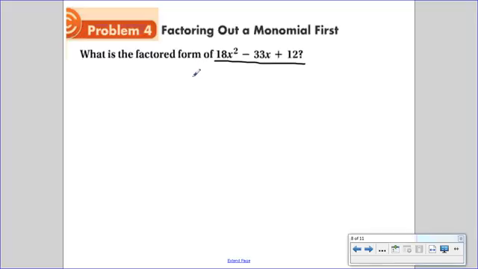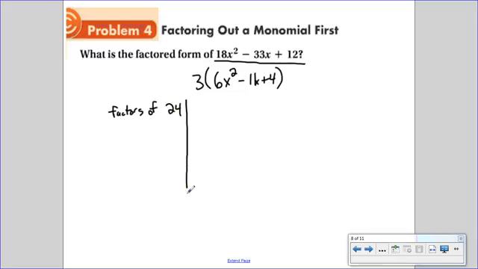you just notice it. So if we take a 3 out of there, 18 divided by 3 is 6. 33 divided by 3 is 11, and 12 divided by 3 is 4. Okay? So now, we're going to finish factoring this. And since it's in the form of ax squared minus bx plus c, we know that we want factors of 6 times 4, which is 24.